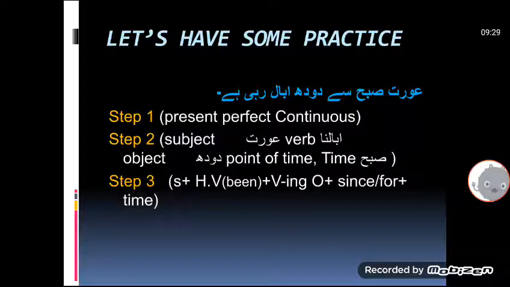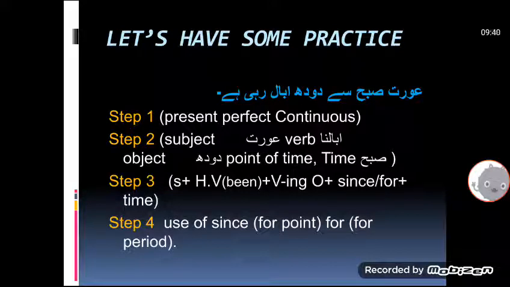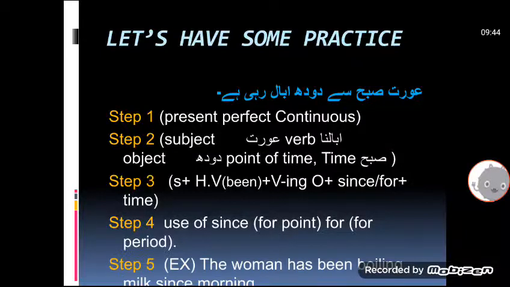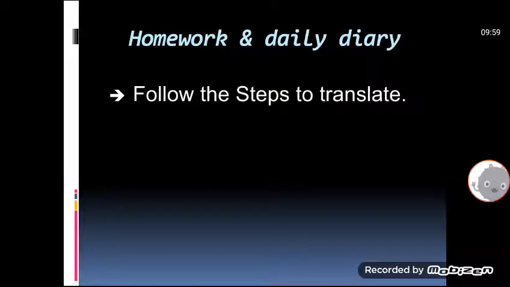What will be the structure of present perfect continuous? Subject, helping verb with been, verb ing plus since, for and plus time. Clear? You use of since for the point of time and for the period of time. Look at this, this is an example. The woman has been boiling milk since morning. Now you can see here, देख सकते हैं आप ऊपर वाले सेंटेंस को according to these 4 steps translate किया है. Clear? Now this is your homework and daily diary.